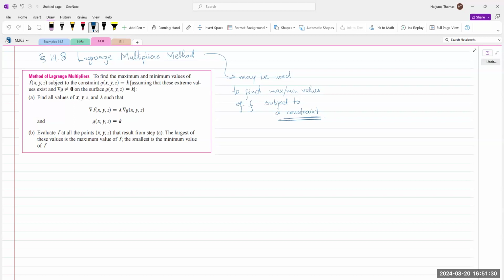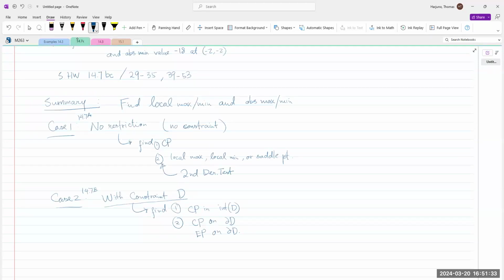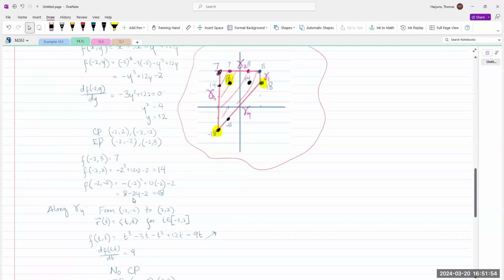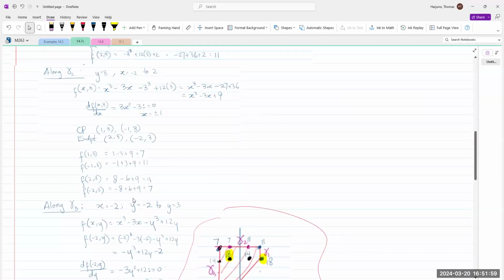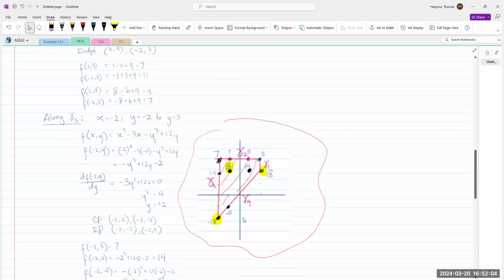Now the method that we learned in 14.7 can be used in general, with constraint or without constraint. If without constraint, then usually the question is local max, local min, or is it a saddle point? That's where we do the second derivative test. But if it is with constraint, as in 14.7b, we don't need to do the second derivative test. We basically find all the critical points and endpoints, compute the values for each of them, and then do the comparison.